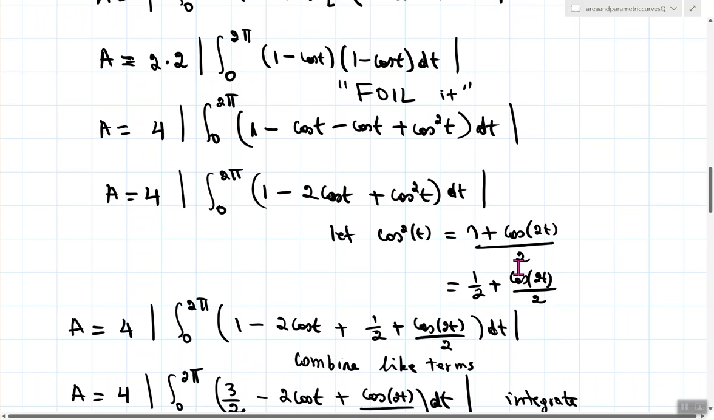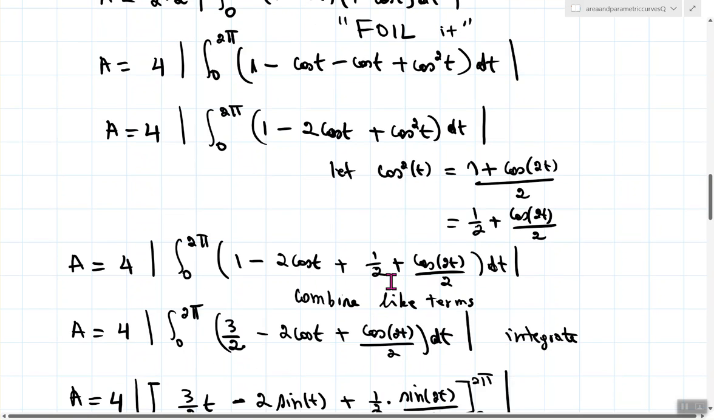Divide both the numerator by 2, you get 1 over 2 plus cosine of 2t over 2. Plug them into this expression, replacing cosine squared of t. So from here we add like terms. We have a half and 1 give us 3 halves, minus 2 cosine t plus cosine of 2t over 2.